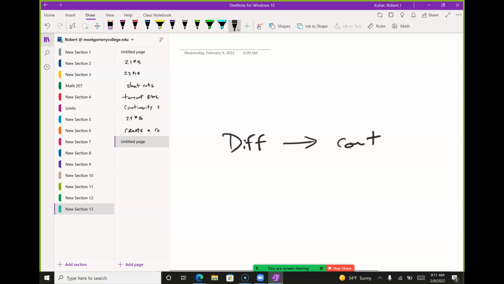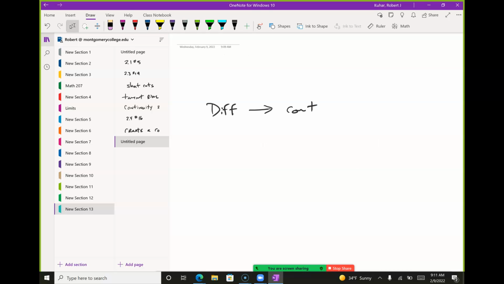So differentiability implies continuity. I can't measure the slope of my skis on the hill unless I can stand on the hill. And continuity implies there's a limit. Right? And it doesn't work the other way. If I have a limit, doesn't mean I have continuity. If I have continuity, doesn't mean I have differentiability.